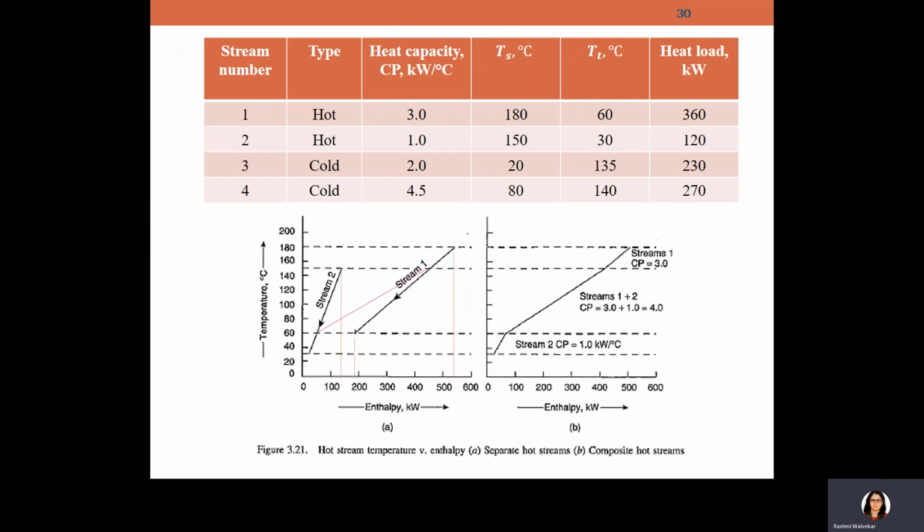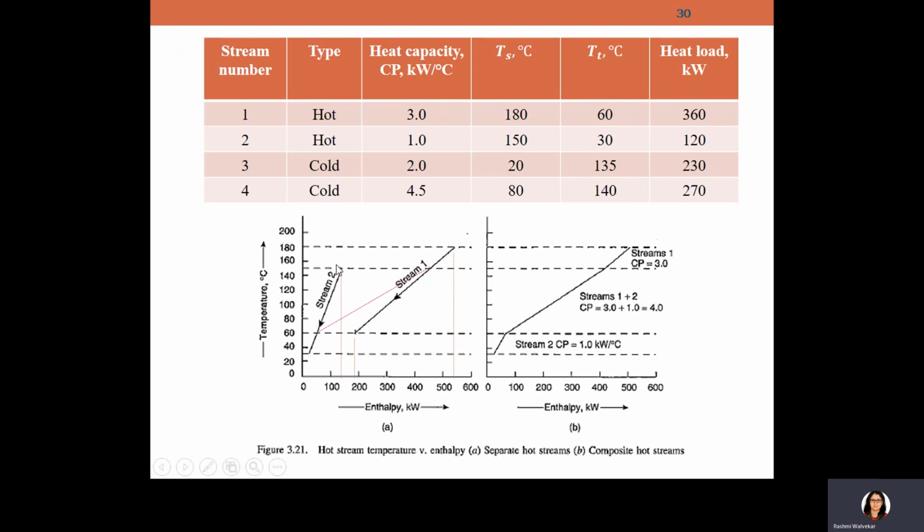I'll just show you here in an example. Your hot stream is from 180 to 60, towards the downward direction because the temperature is being reduced. And how do you arrange this line and the slope? You need to refer back to your enthalpy. The enthalpy is 360. So make sure the difference between this and this is 360. It can be anywhere within your graph.